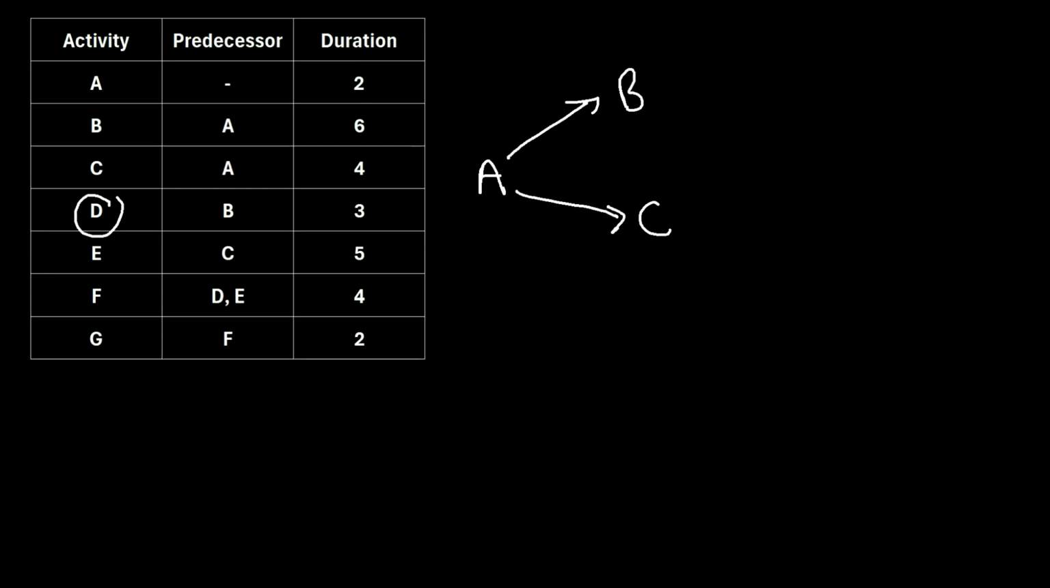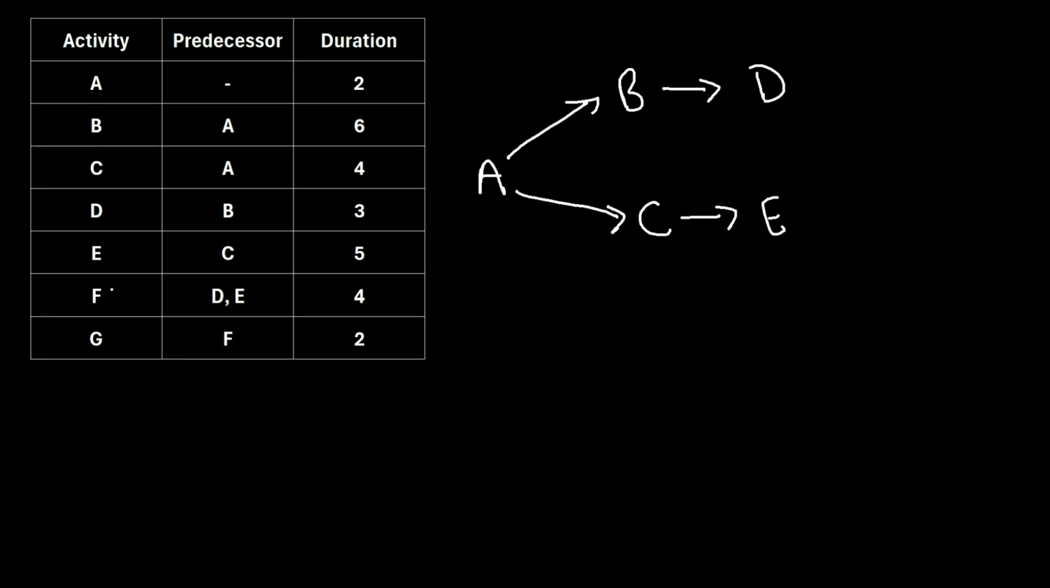Working our way down, we see that next is activity D. It has a predecessor of B. So let's draw an arrow from activity B to activity D. Moving on down the list, we'll come up to activity E, which has a predecessor of C. So we'll draw an arrow from C to E. So C must occur before E can occur.